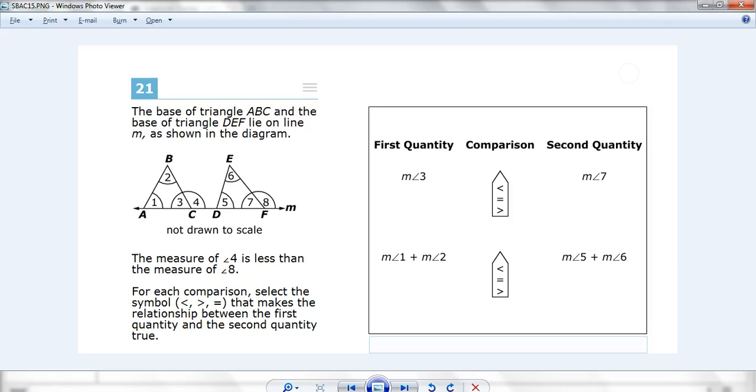Hello everyone, welcome to this topics video where I take a problem that looks like this, seems kind of busy to me. Given that the measure of angle 4 is less than the measure of angle 8, how do these angles 3 and 7 compare? And then how do the sums of angle 1 and angle 2 compare to the sum of angle 5 and 6? The student would have to select the correct inequality sign to answer this question properly.